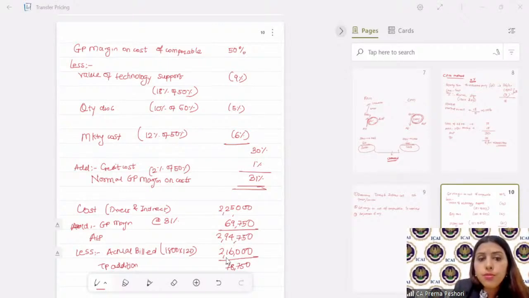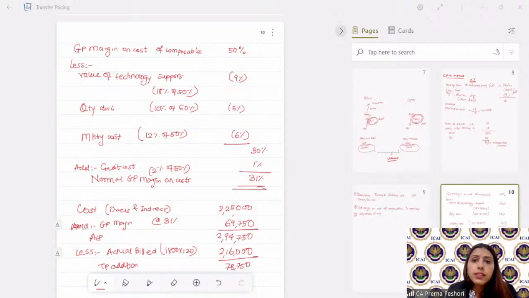Any doubt? Yes, Santosh, you had got the right answer, 31%. Priya, yes. Jayadev, yes, correct. Right. So this is how we need to calculate the cost plus method. Are we clear? Shall we do one more small question on this?